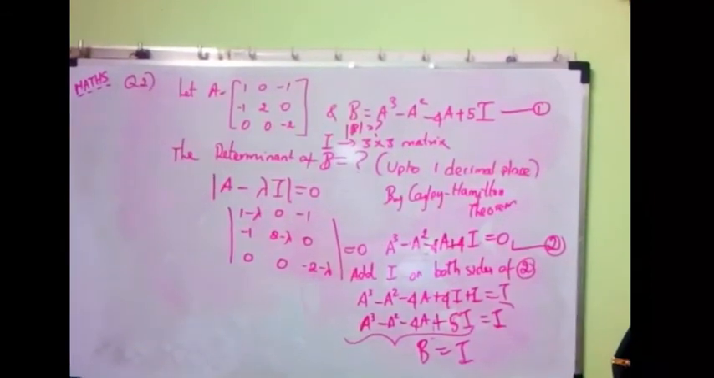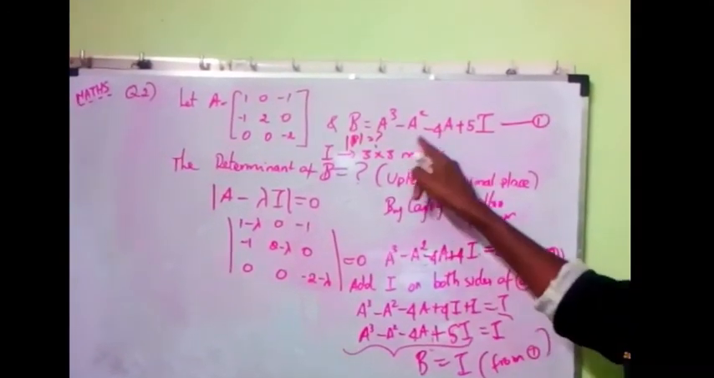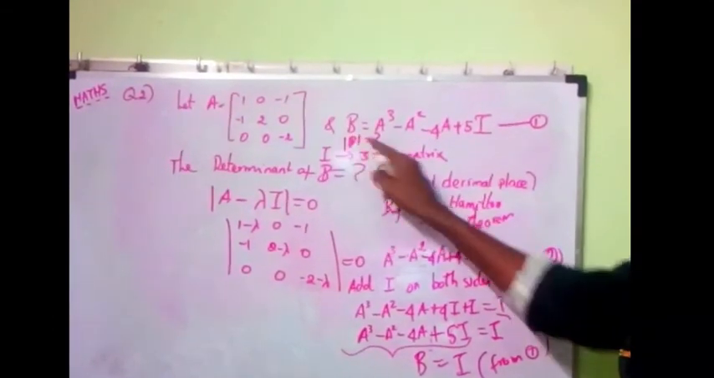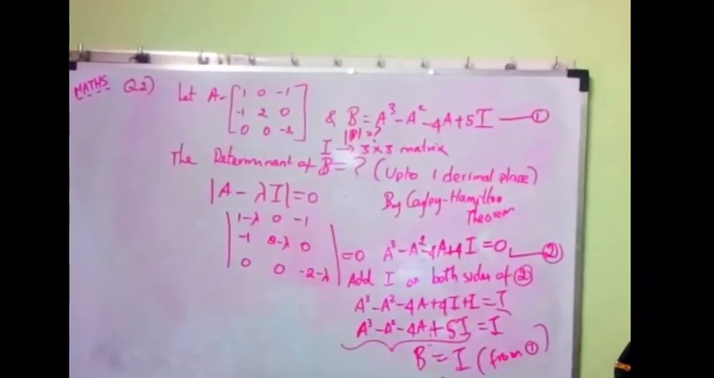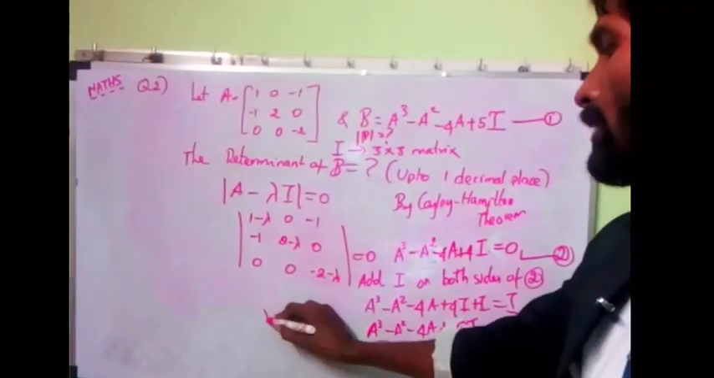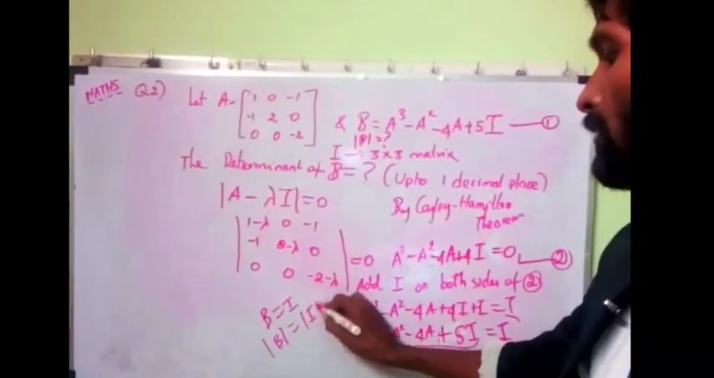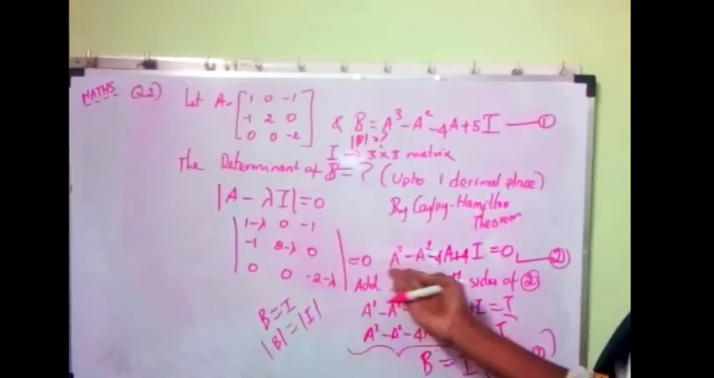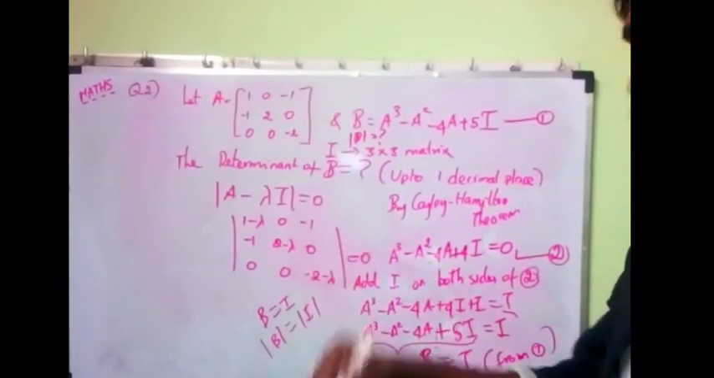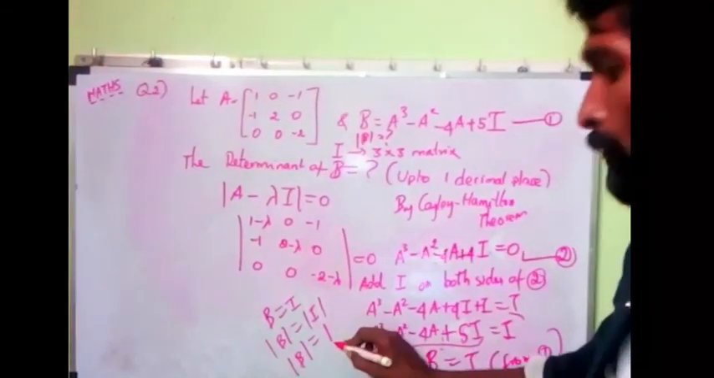That means, from equation number 1, the whole term is equal to B, so I can replace this whole term with B. If B is equal to I, what's the determinant of B? It equals the determinant of I. I already told you that the determinant of I is 1. You can rewind the video. So automatically the determinant of B is equal to 1. This is the final answer.